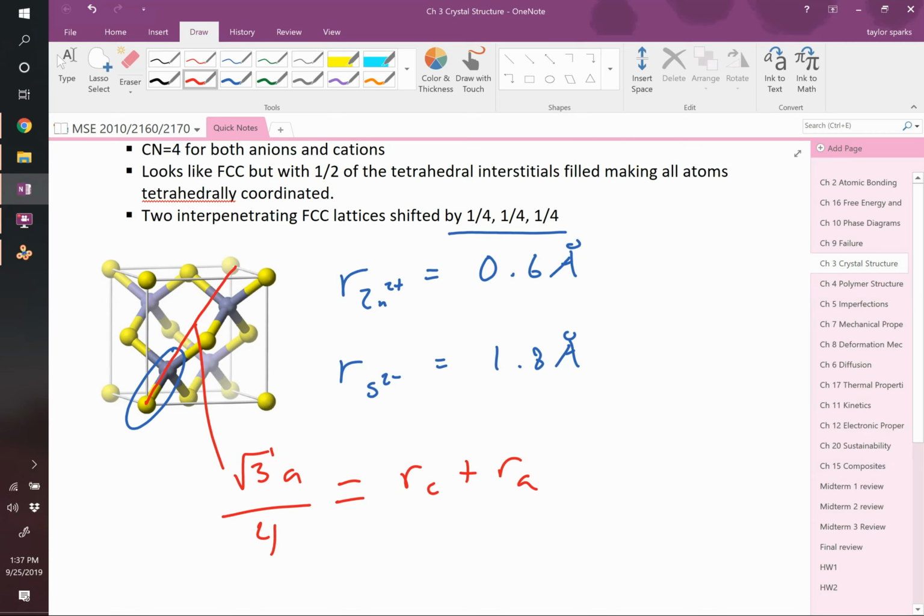Emma? Why is it RC plus RA? Okay, so you start here. Let's call this the cation. You do 1 radius of the cation and 1 radius of the anion to get there. Okay? So let's see how close we get.